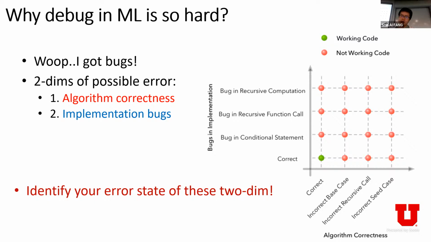Is that correct? And another dimension is the implementation. So when you do the recursion computation, for here, when you go through all the features, is that implemented right? And when you call the recursion function to do another implementation, is that right? I don't want to go into much detail here, just give you a big idea. The first step to debugging in machine learning is to identify where your error state is. If you can do this, I think you have already solved most of your problems.